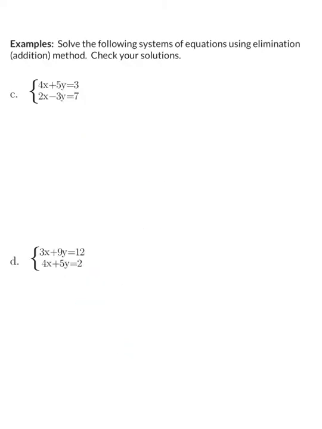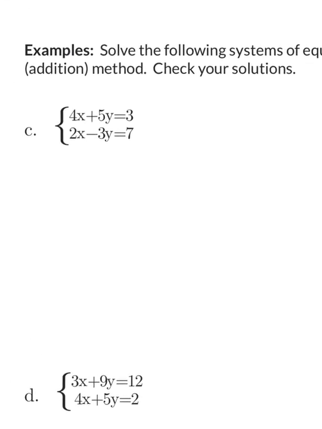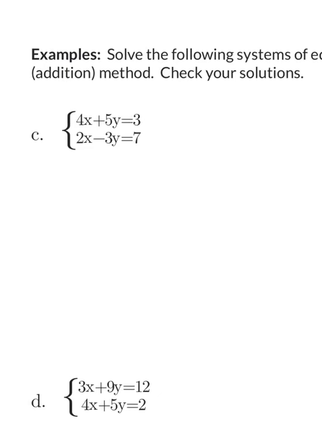Okay, so let's look at some that are just a little bit more challenging. And one of the things that you're going to see is that these are not going to be all that much more challenging at all. So let's look at example C. Example C, we have 4x plus 5y equals 3, and 2x minus 3y equals 7. Now, we can do one of two things. We can eliminate the x's, because we would only need to multiply one equation, or we could eliminate the y's because they already have different signs.